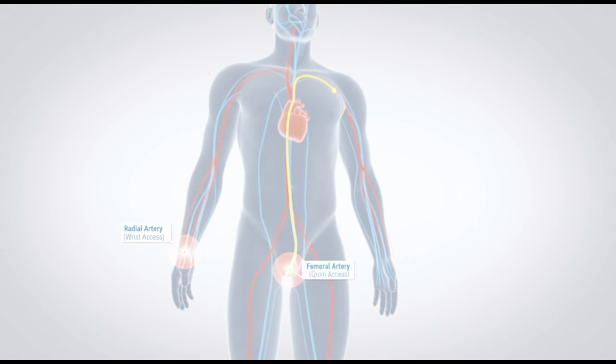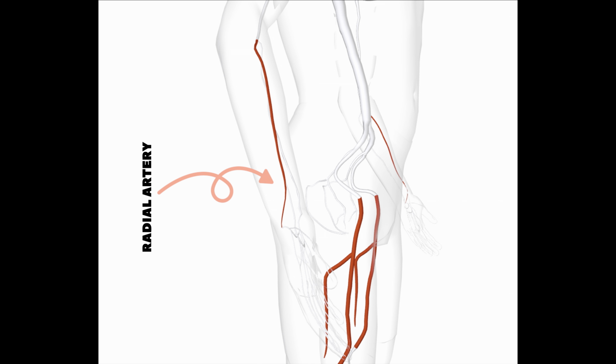Arteries for catheter insertion. During heart catheterization, the skin is numbed and a long, flexible tube called a catheter is inserted into either the femoral artery or the radial artery.